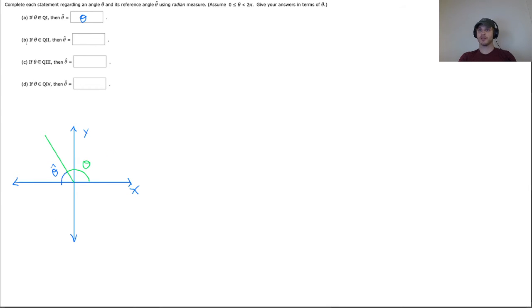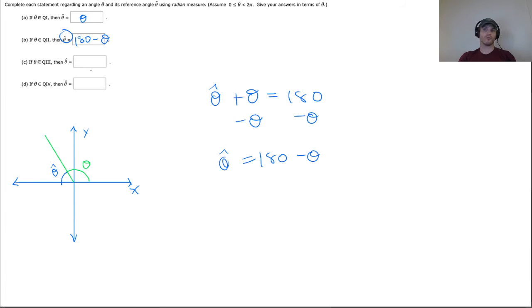So it says if theta is in quadrant 2, then theta hat equals. Now what we want to do is write some expression in terms of theta. I can see from this diagram that I drew that theta hat plus theta equals 180. Let me go through the motions of doing that. Subtract theta from both sides, and I'll see that theta hat is equal to 180 minus theta. And so we can describe theta hat in terms of theta. That's what we're looking for.